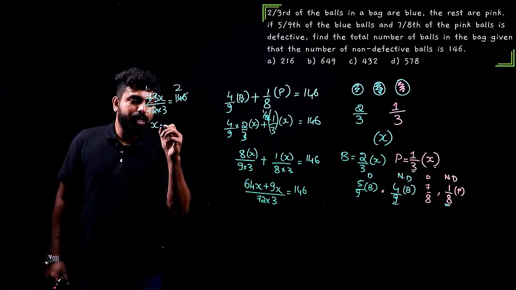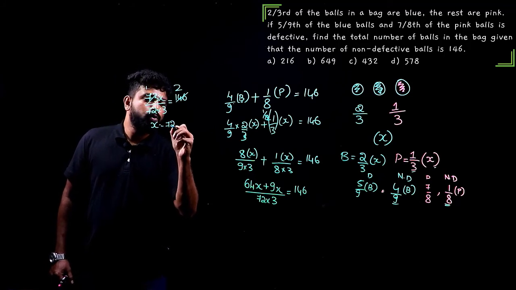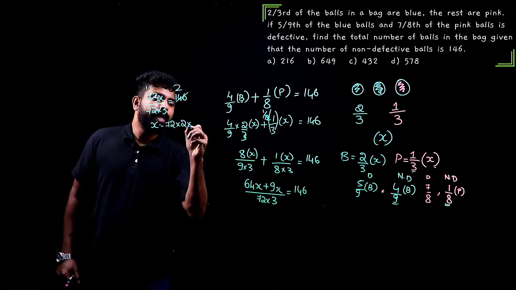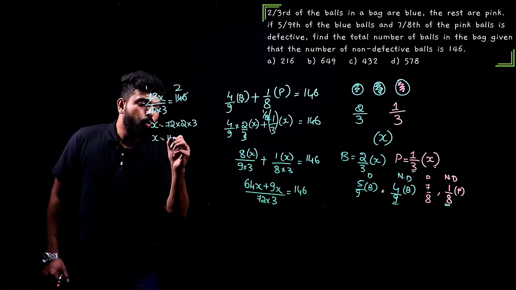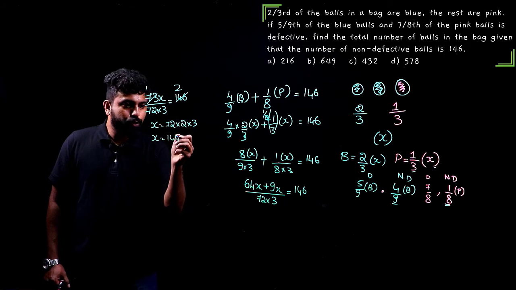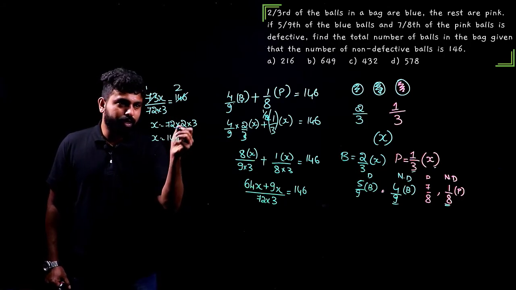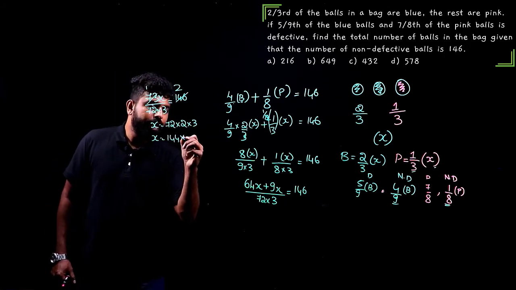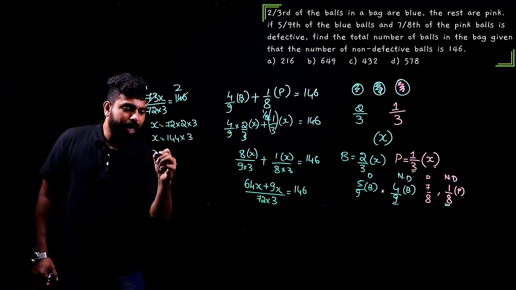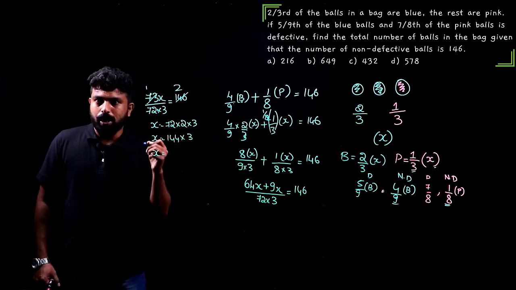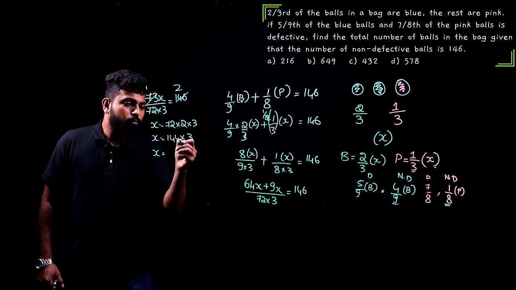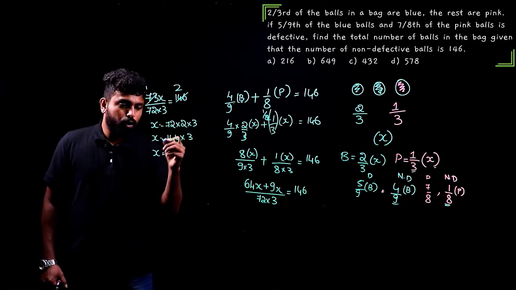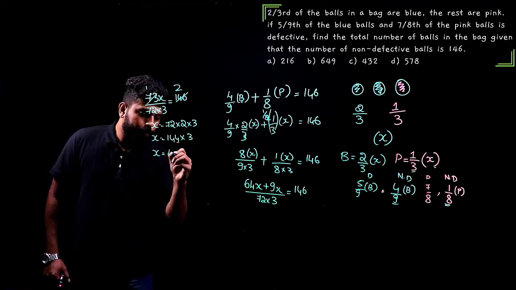So x will be equal to 72 into 2 into 3, which is nothing but 144 into 3. 72 into 2 is 144: 70 into 2 is 140, and 2 into 2 is 4. Now 144 into 3: 3 into 100 is 300, 40 into 3 is 120, so 300 plus 120 is 420. Then 4 into 3 is 12, and 420 plus 12 is 432.